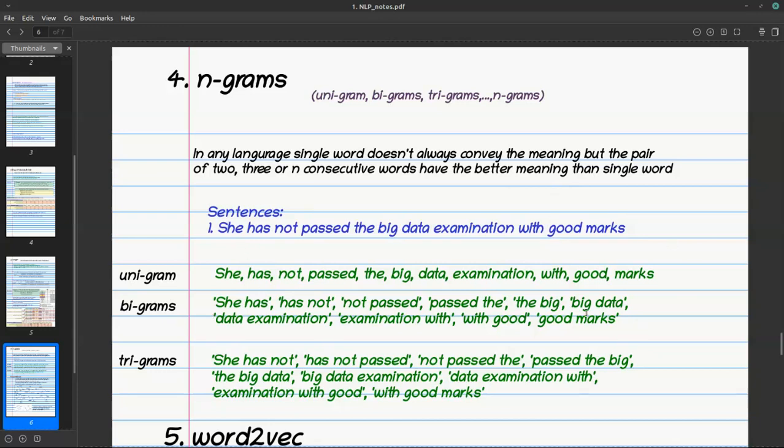And while calculating this, just keep in mind we should not repeat things, right? If not is there and again not is there, it doesn't count two, it counts one, right? So while calculating unigram or bigram, after having them, just remove the duplicates. Just keep one of them.